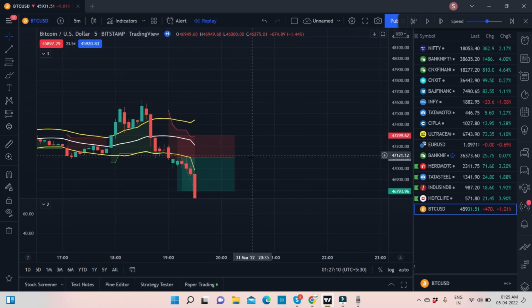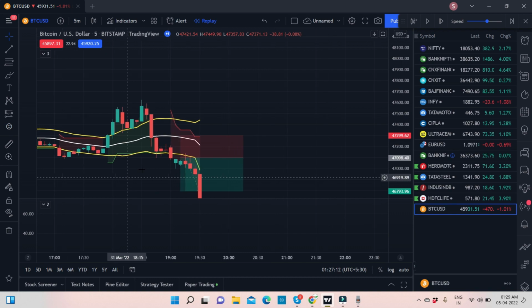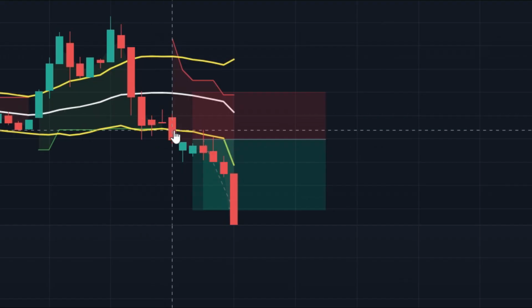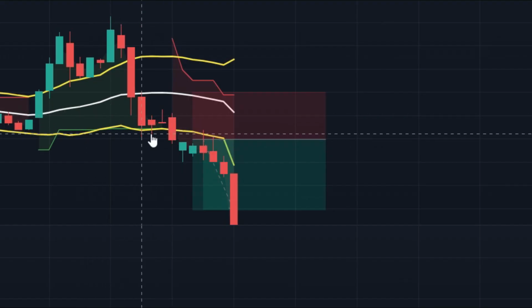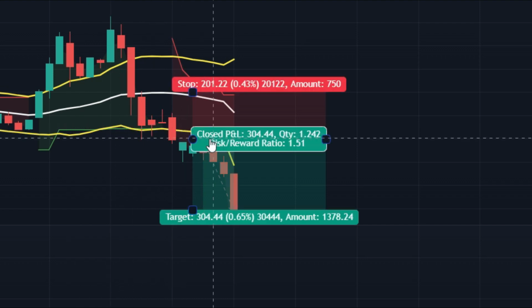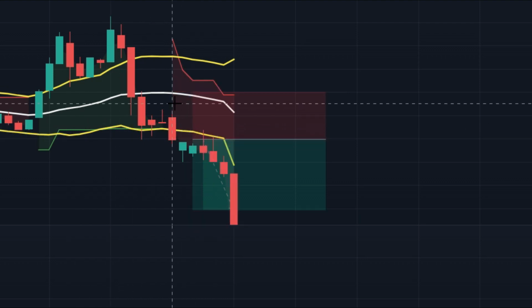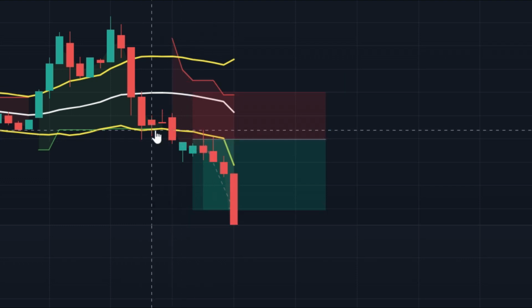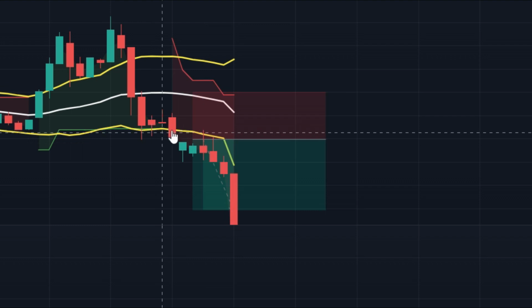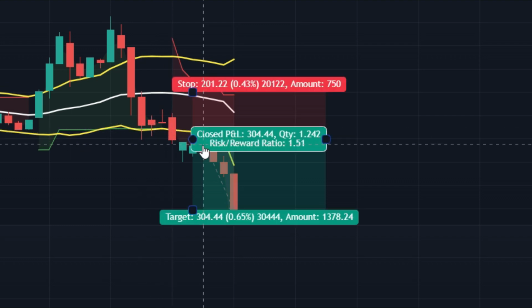The first thing we are going to check here is that this bearish candle has to cross the yellow line. This yellow line which you see over here on the downside, the bearish candle has to cross the yellow line downwards. It has to give a closing below this yellow line. It should not be the wick, it should be the closing. The candle should close below the yellow line.